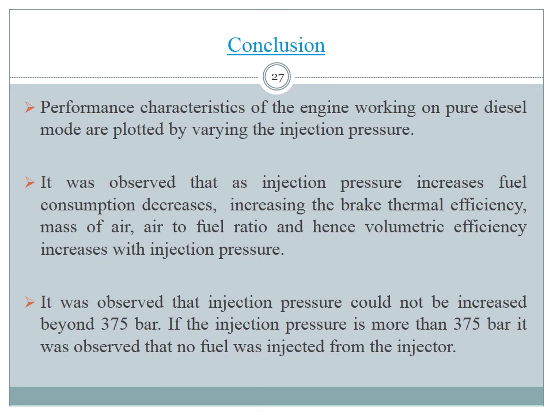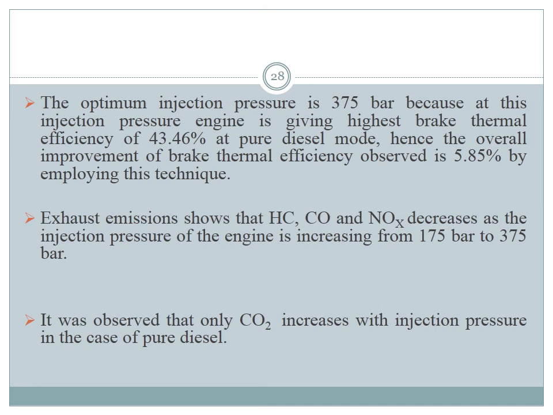It was also observed that injection pressure could not be increased beyond 375 bar. If the injection pressure is more than 375 bar, no fuel was injected from the injector. We have also concluded that the optimum injection pressure is 375 bar because at this injection pressure the engine is giving the highest brake thermal efficiency of 43.46% at pure diesel mode. Hence, the overall improvement of the brake thermal efficiency observed is 5.85% by employing this technique.